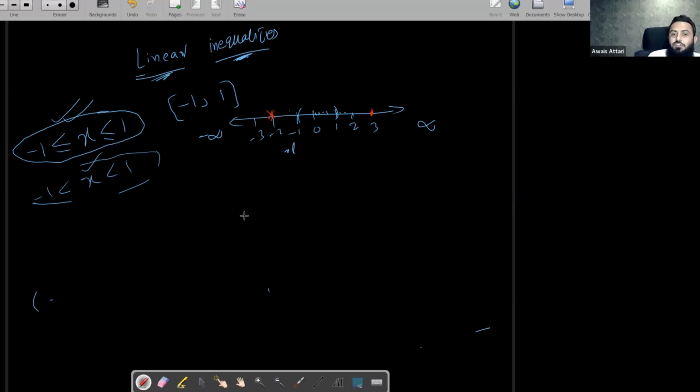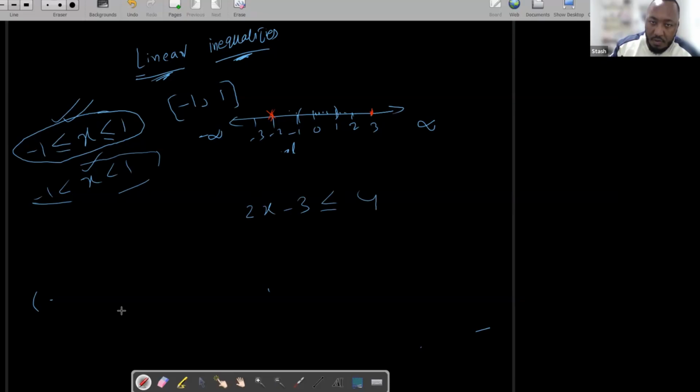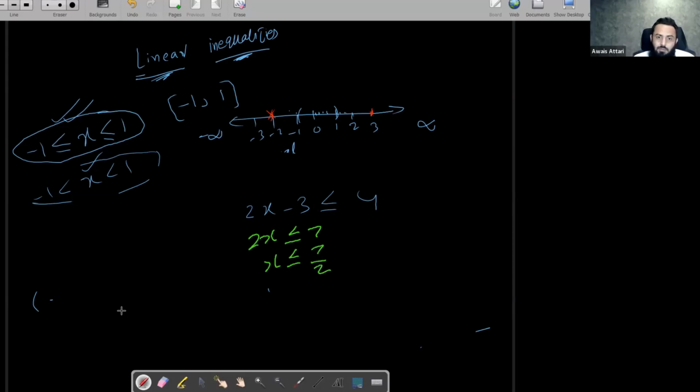In the same way, we can solve inequalities. For example, the inequality is 2x minus 3 is less than or equal to 4. You have to get the solution of this inequality. So how would you get that? Try that. Okay, perfect.